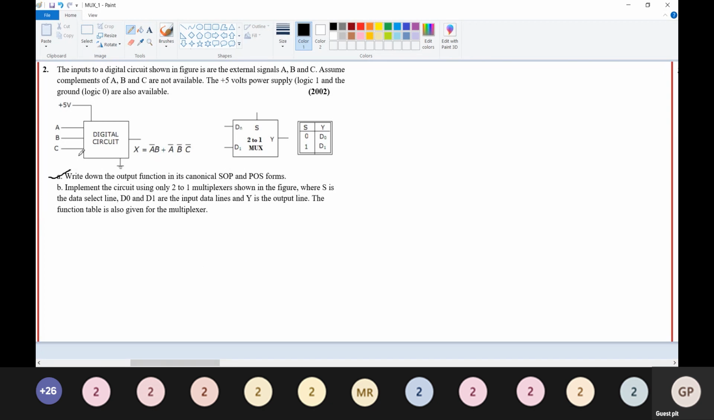Write down the output function in its canonical SOP and POS form. The given expression in the question is X = A'B + A'B'C. This is the given expression. So we are going to write it first in canonical SOP form.